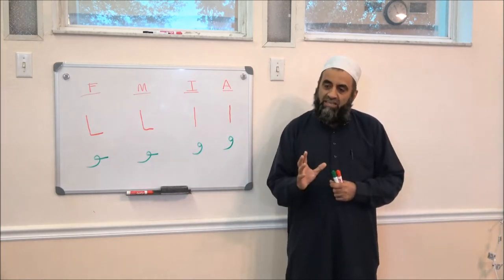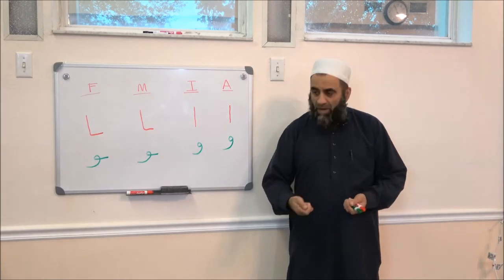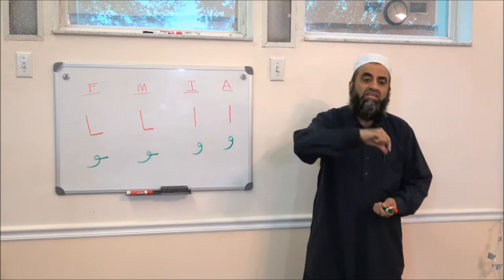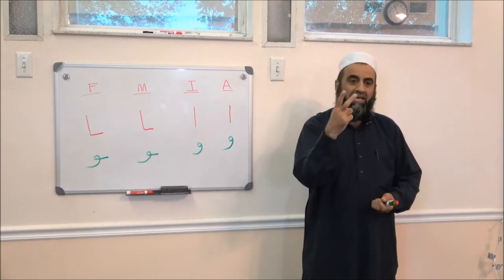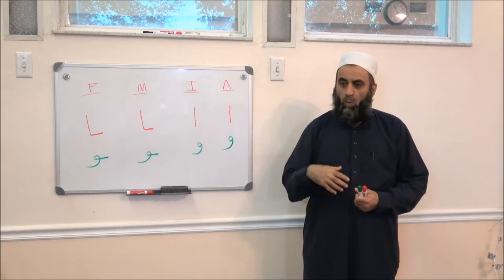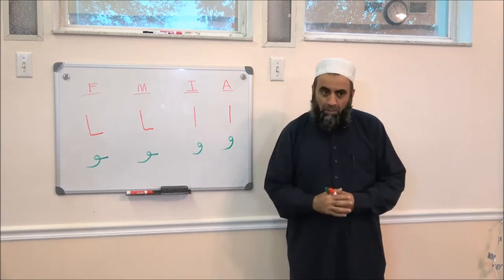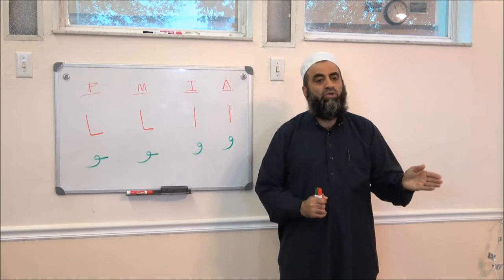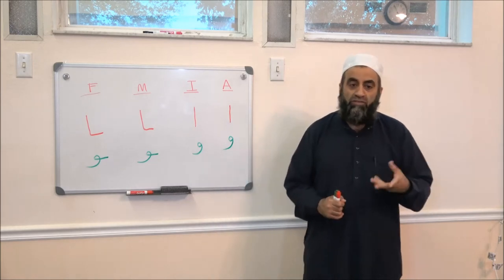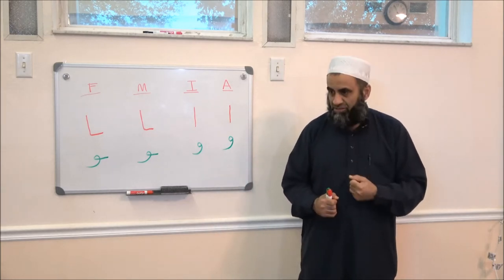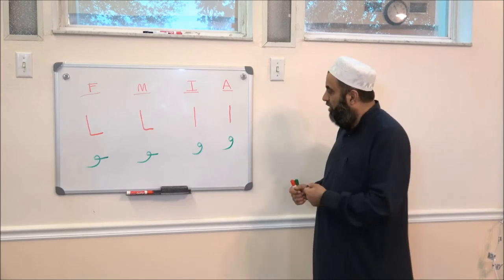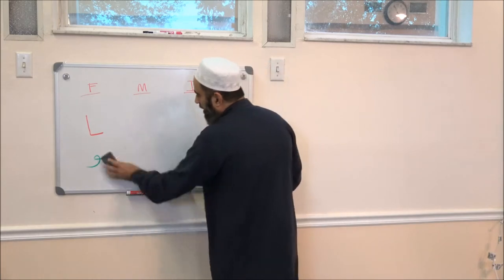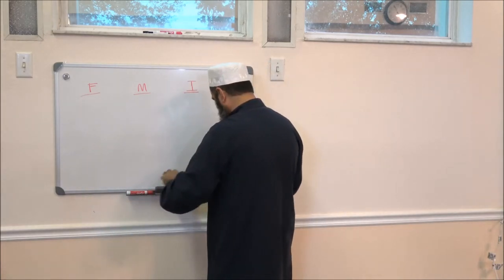Now the E is also a pot or a boat. It is one of the cousins of the ba, ta, and tha. Why do we call it a cousin? Because in two of the positions, it's going to be identical to the ba, ta, and tha. The only difference will be what? The dots. Make sense? So let's write the E. I'm going to erase this to write the E. And inshallah, at the end, we will review the letters.